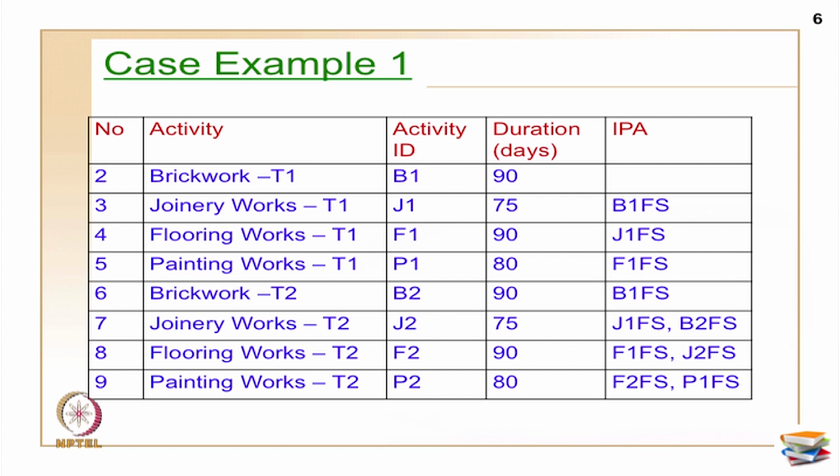So for all the tower 1s I used 1, and for all the tower 2s I used 2 here. Okay, that you can see with the last number, and the B represents brickwork, J for joinery, F for flooring, P for painting, same thing I have used. And duration for all these activities I assumed based on the data I have obtained, 90, 75 and so on, and I repeated the same values for the second tower, third tower, because it was exactly the same towers. Okay, and the relationship between all these activities are also marked here.